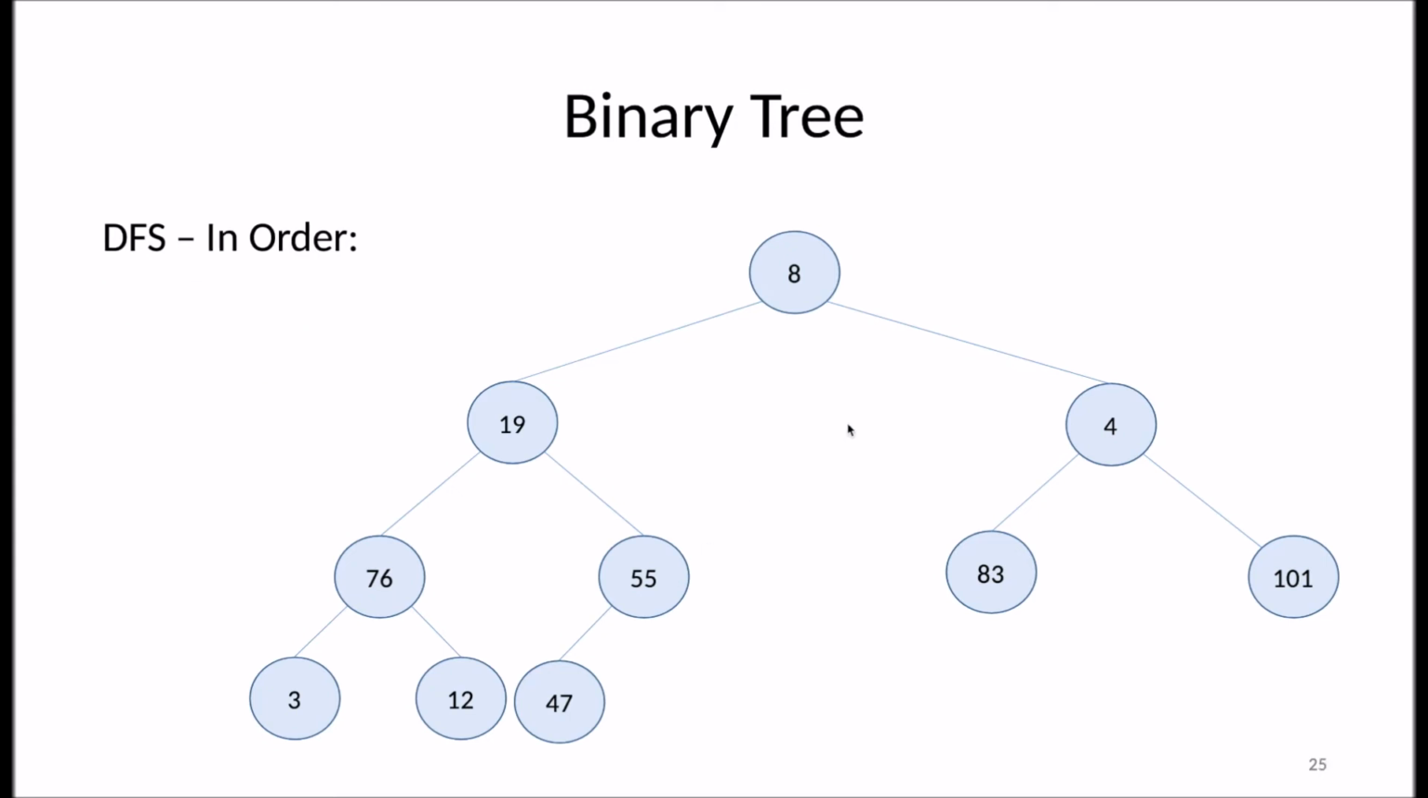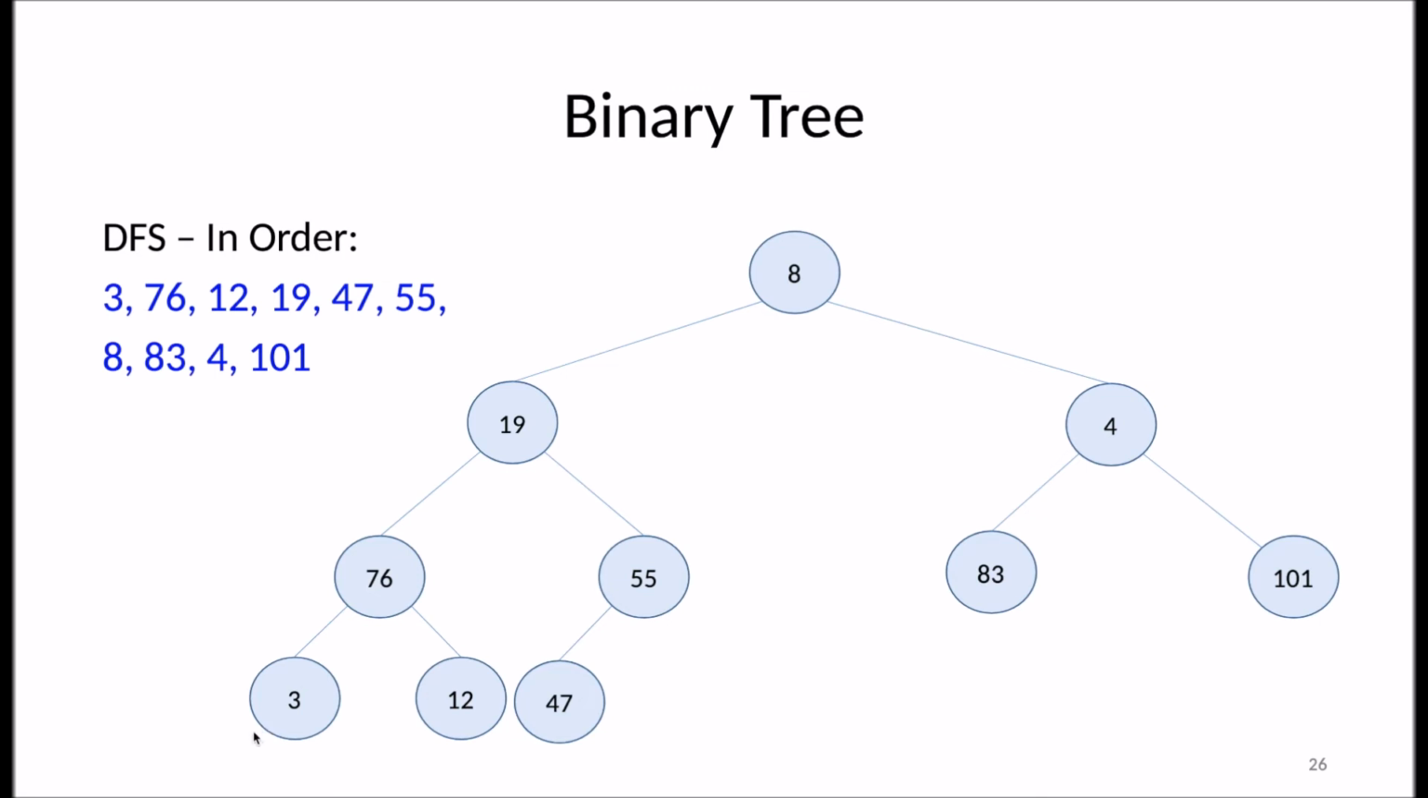Now in-order visits one child first, then the node itself, and then the other child. In my example, I visit the left child first, then the node itself, and then the right child. This would result in a visitation order that you see here. So I start at the root. I cannot visit the root first. I have to visit the left child first. I cannot visit this node. I have to visit the left child first. Cannot visit 76. I have to visit the left child first, which is 3.